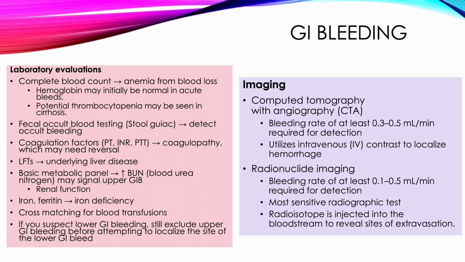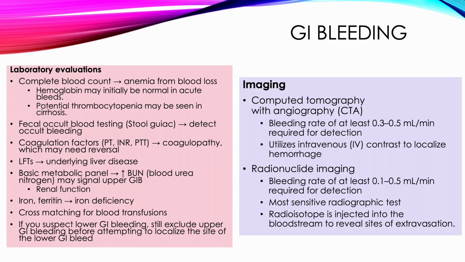So what is an abnormal hemoglobin? Well, usually a transfusible hemoglobin in a young healthy patient is 7. It's kind of the given number. It can be anywhere from 7 to 8. But in elderly patients and those with cardiac disease or significant comorbidities, hemoglobin that is transfusible is usually anywhere from 9 to 10. So we have a lower threshold for transfusing those patients.